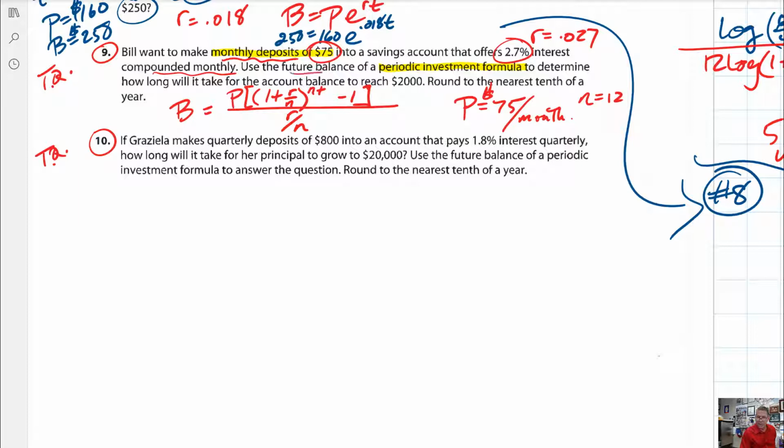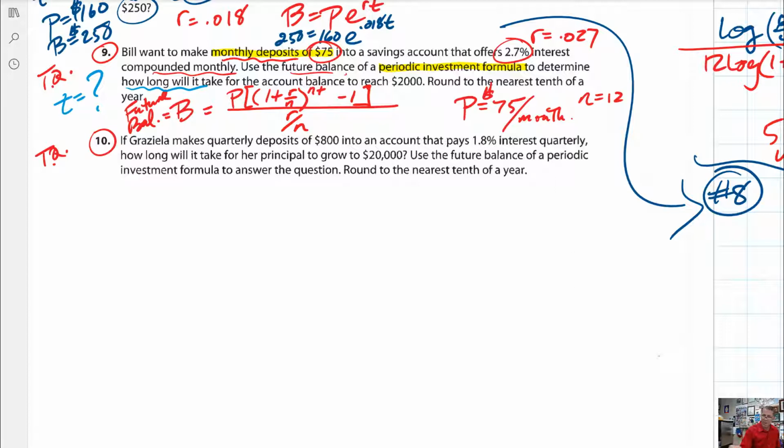What's the future balance here? That's B, the future balance. And then it says, how long will it take for the account balance to reach 2,000? So Bill's going to be making these monthly periodic deposits, $75 per month, every month, and sooner or later you're going to have $2,000 in the account, but after how many years? It says, how long will it take? Again, how long will it take? t equals question mark. That is the question.